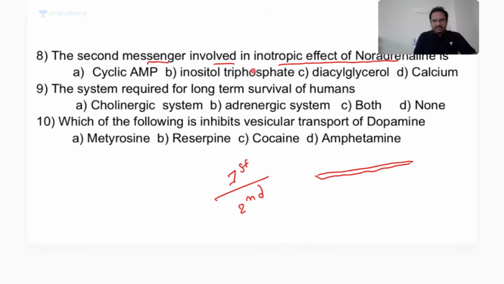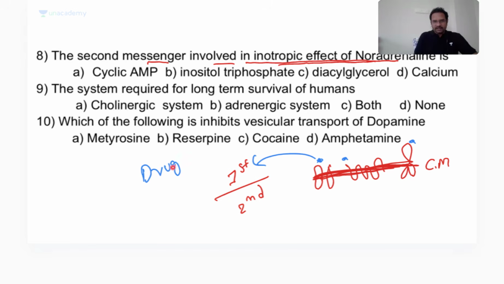Now, next one. See, the second messenger involved in the inotropic effect of noradrenaline is. See, most of the receptors are present on the cell membrane. You take ion channel receptors or G protein coupled receptors or tyrosine kinase receptors. So whatever drug comes acts on these receptors outside the cell. This is considered the first messenger, whether it is a drug or an internal ligand. Now, the drug stays outside and the information is passed into the cell. Certain molecules are generated inside and they act as second messengers.